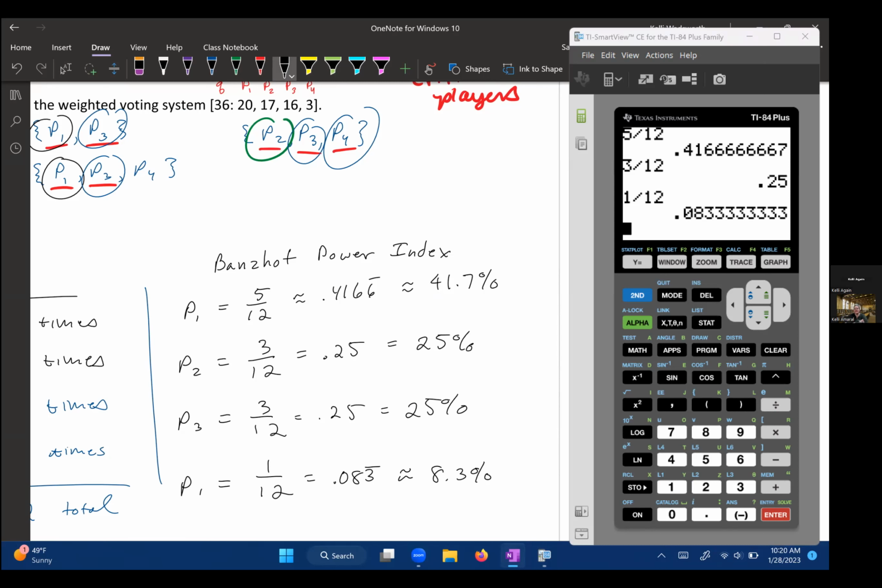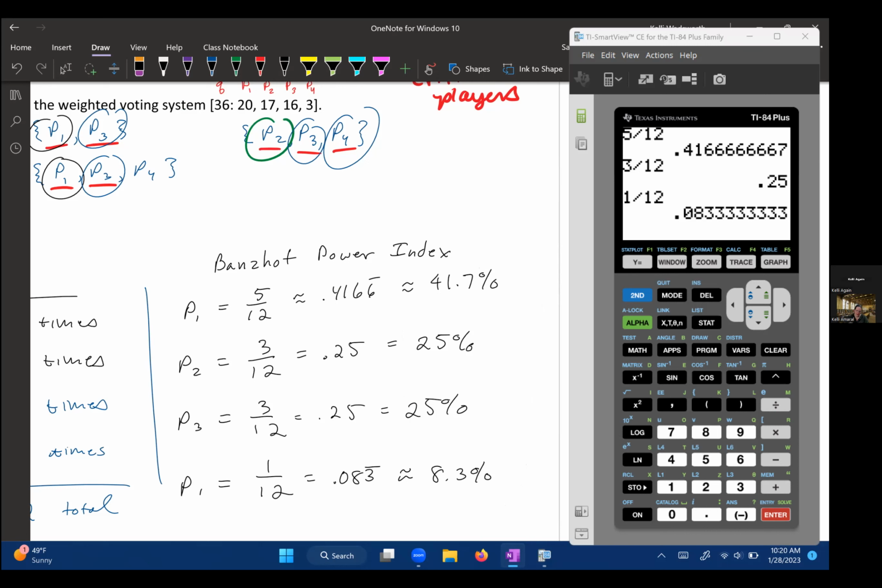So that listing of all the percentages or decimals or fractions, whatever, for all the players, you could think of that as the Banzhaf power index for the weighted voting system, right? So this list of numbers is the index for the system. Each individual number is the index for the individual player. And it kind of gives you an idea of how the power is distributed in this weighted voting system. Player 1 has more power than everybody else. Player 2 and player 3 have about the same amount of power, and player 1 has the smallest amount of power.